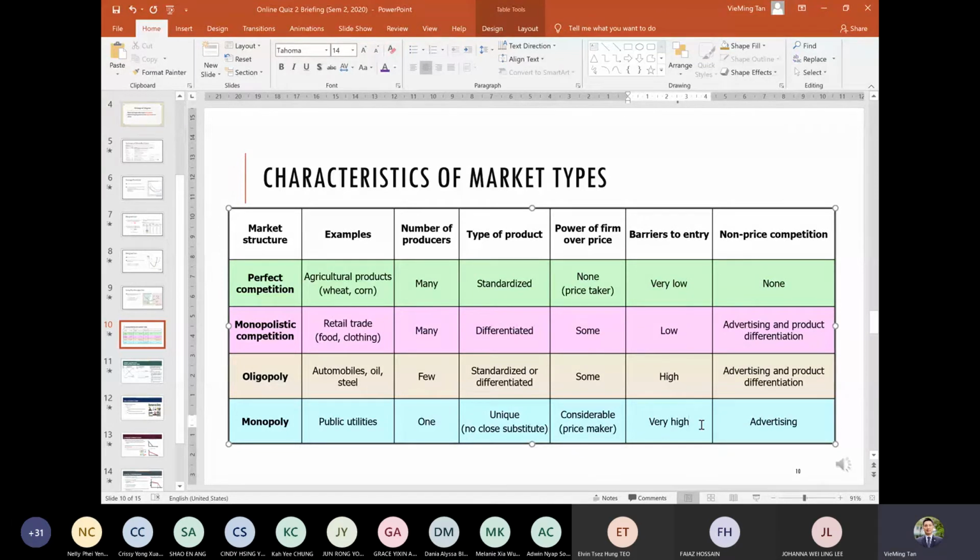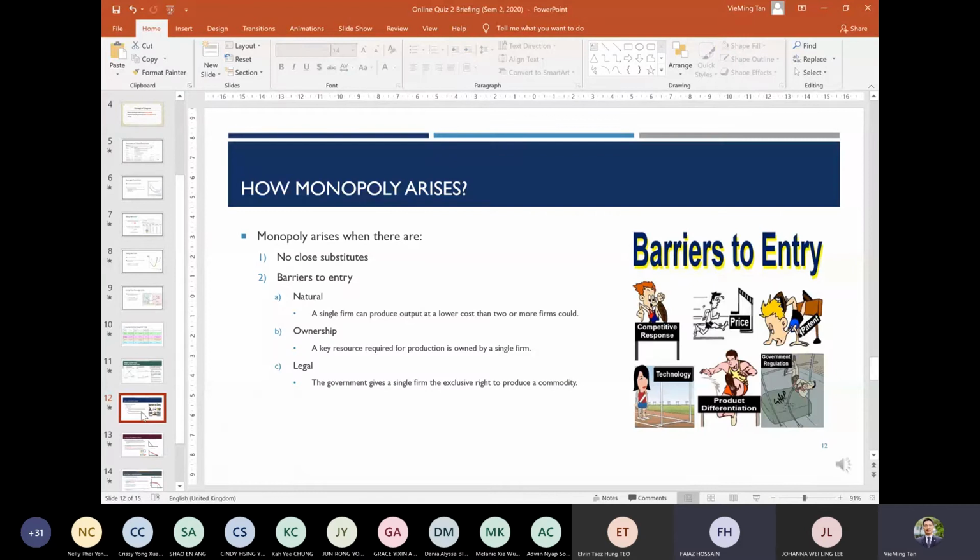And so far, we have learned a few types of barriers to entry. Can anybody recall what are the barriers to entry that we have studied so far? Natural. Besides the legal barriers to entry. Yes, correct. Ownership barriers to entry. Yes. For monopoly, we have learned a few types of barriers to entry. Remember?